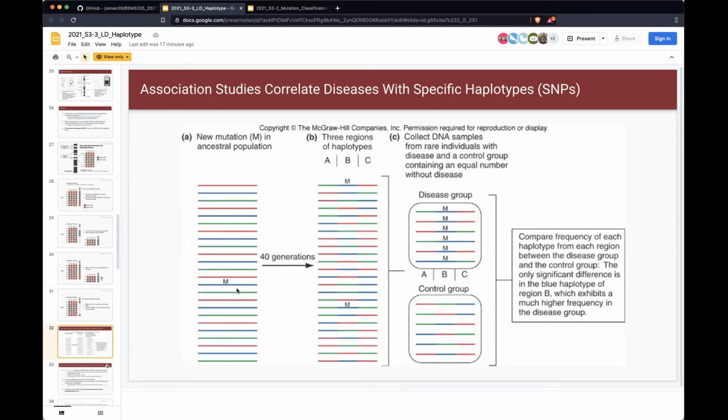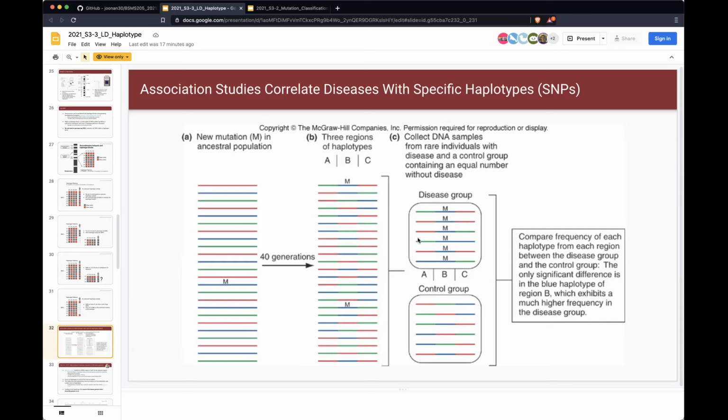So you can basically use the haplotype information. If you look at a certain area and you know that that area has 3 haplotypes, then you can basically measure the frequency of the haplotypes. Then you can compare these frequencies between the groups.